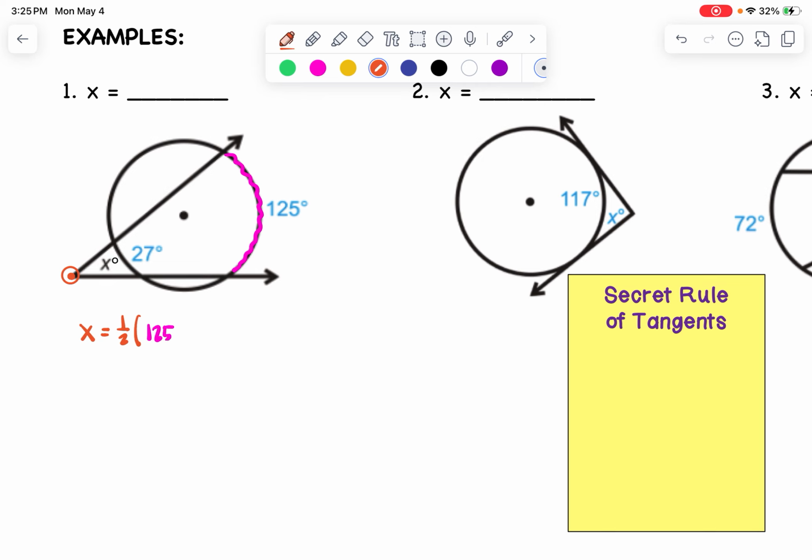And then minus, we're going to subtract that 27-degree arc. And there you have it. That's really all you have to do. And make sure you show this on your homework, right?